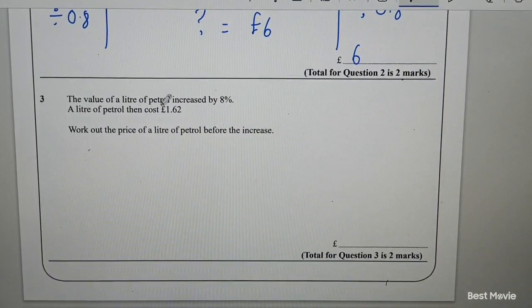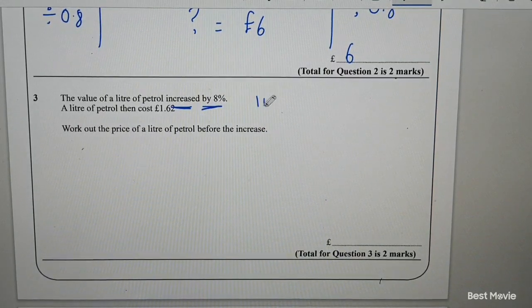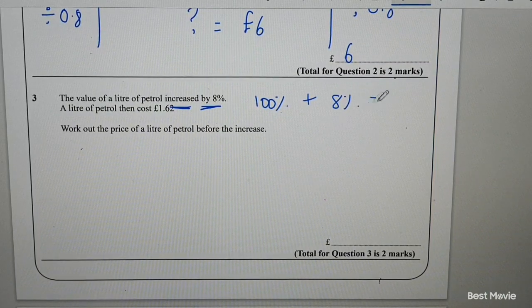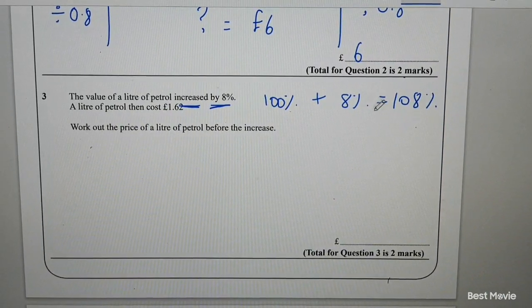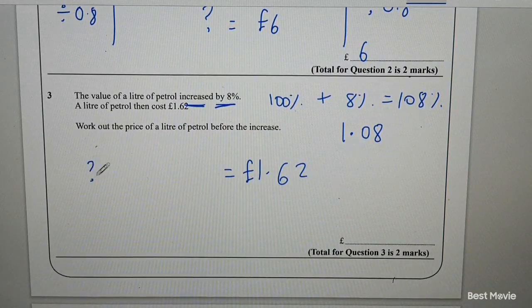Question 3. The value of a litre of petrol increased by 8%. So increased by 8%, so 100 plus 8, 108, which is 1.08. That's the multiplier. A litre of petrol then cost £1.62. So that was a final price. So the increase was 8%. So an amount was increased by 8% and now costs £1.62.